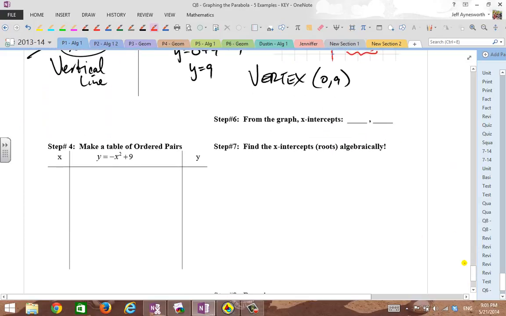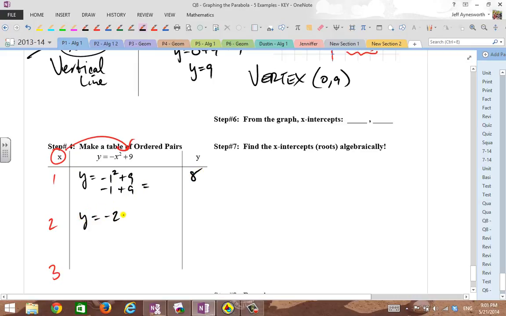That's how you determine that. So 1, 2, and 3. Take all these values, substitute them in, and go for it. So what is negative 1 squared plus 9? Well, you square the 1 and not the negative because it's not in parentheses. Okay, so this is negative 1 plus 9, or 8.